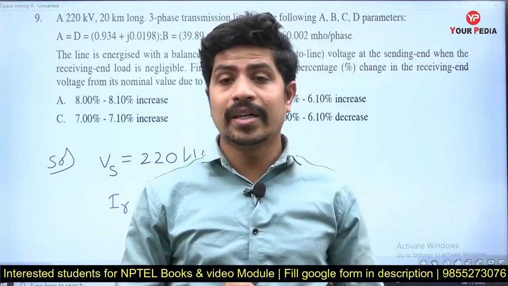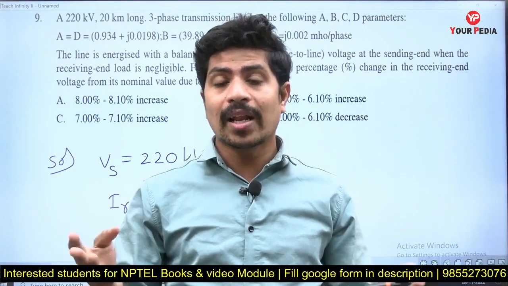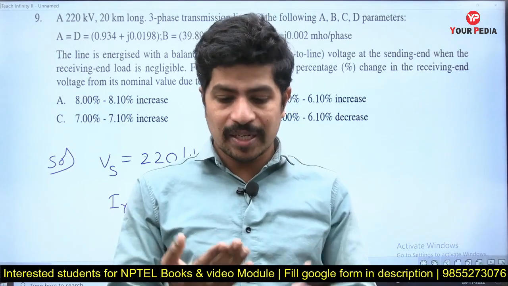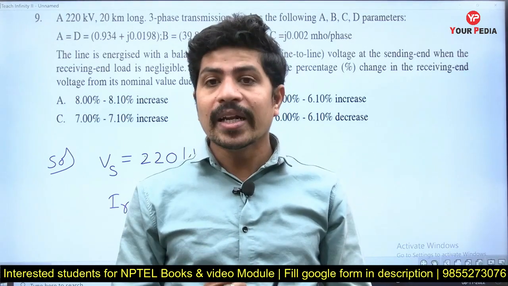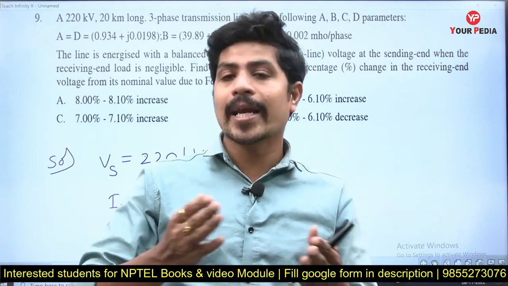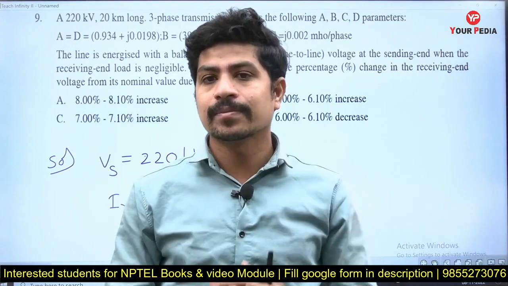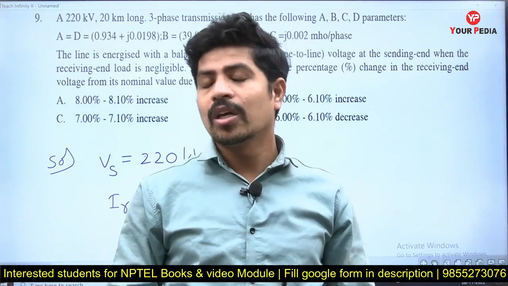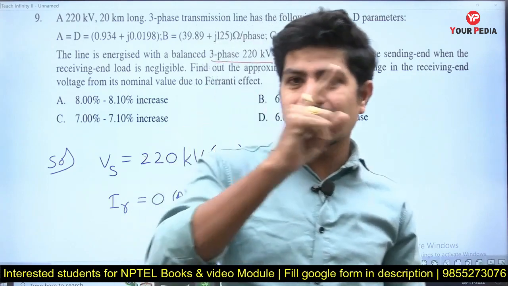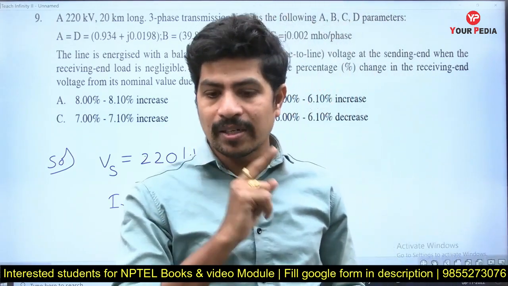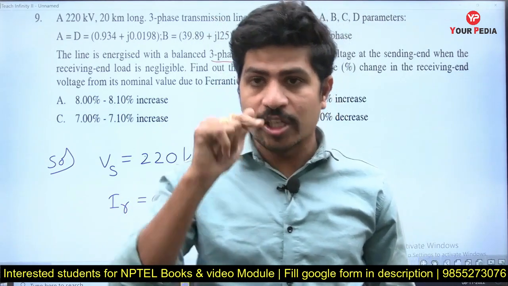Because of that charging current flowing, which type of reactive power is flowing in the transmission line? Leading reactive power. The transmission line is absorbing leading reactive power, which means it is supplying lagging reactive power. If this is the case, we know the voltage is going to increase. Voltage rise will take place. So due to no load or light load, the receiving end voltage is going to be more than the sending end voltage, and this effect is called the Ferranti effect. Because of the Ferranti effect, the receiving end voltage is going to change.